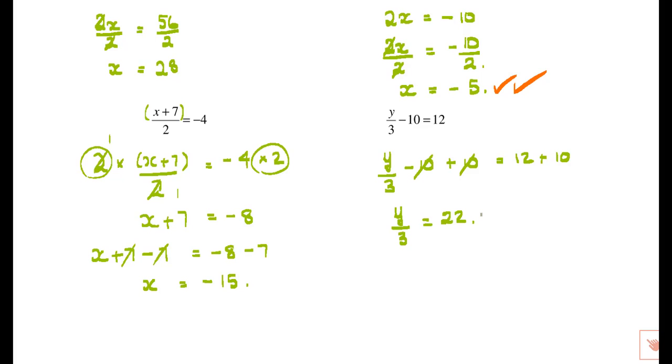We need to solve for y. It's being divided by 3. So multiply both sides by 3, and this one gives us a rather large answer. These will cancel out, and we've got y is equal to 66. And again, substituting in y is equal to 66 into the original left hand side, you will find then that both sides of the equation will give you the same answer of 12.